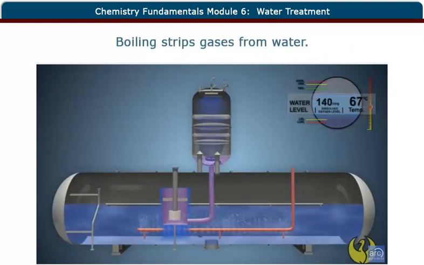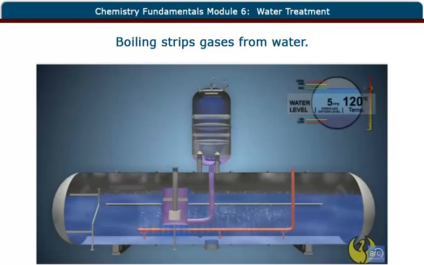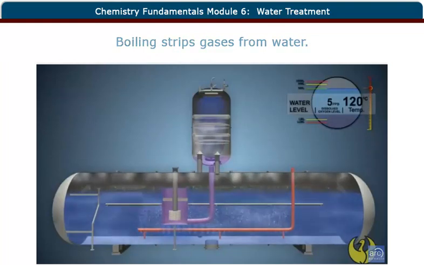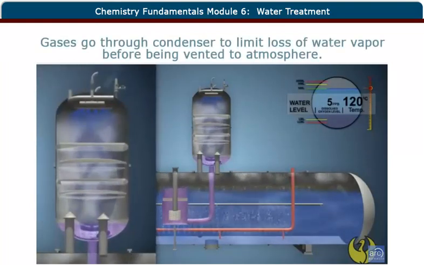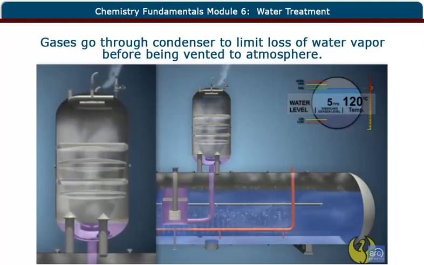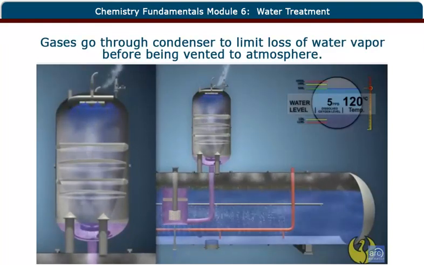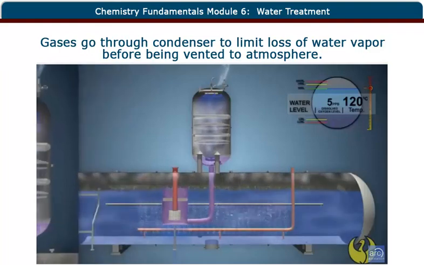Remember when we talked about how in a liquid gas solution, when you heat it, the gases come out of solution? Well, the same thing applies. These gases go through a condenser which cools it slightly, and this is to limit the loss of water vapor before being vented to the atmosphere.